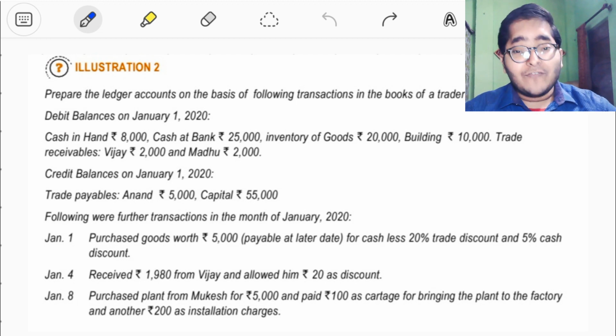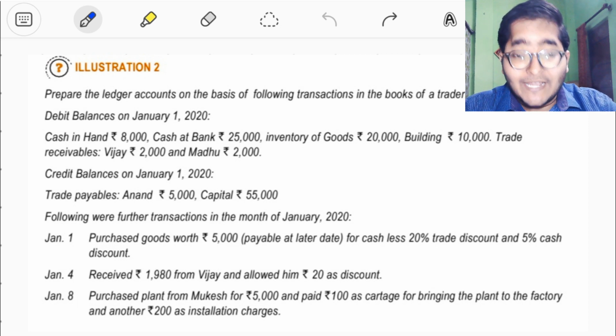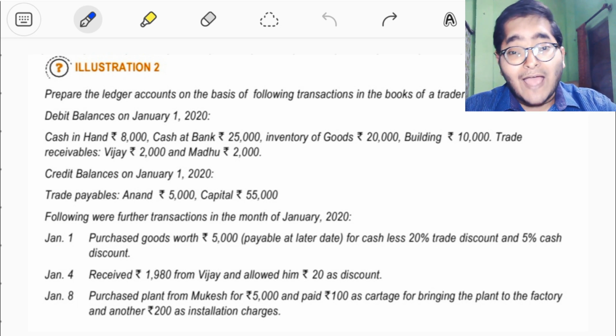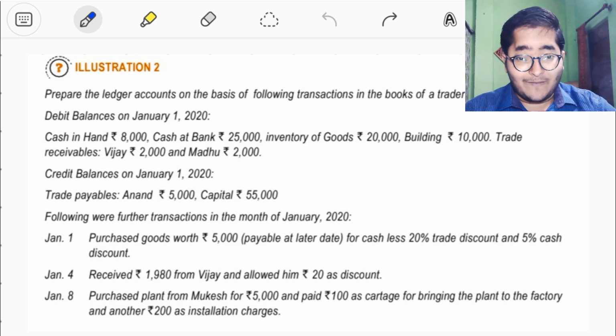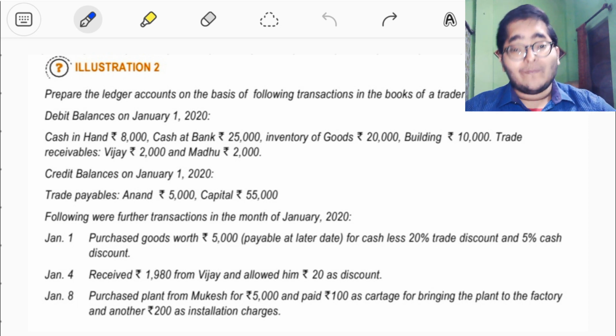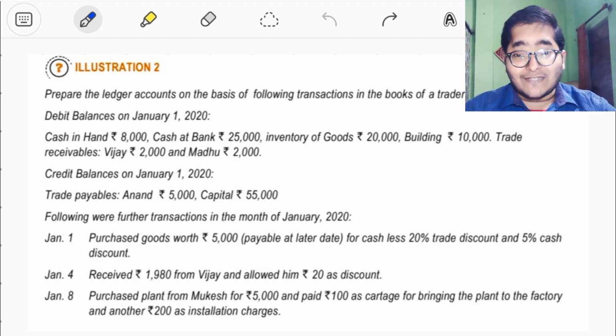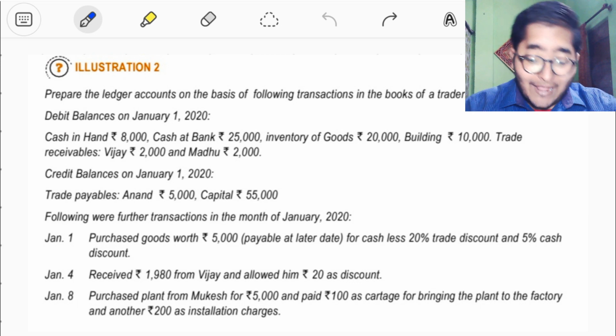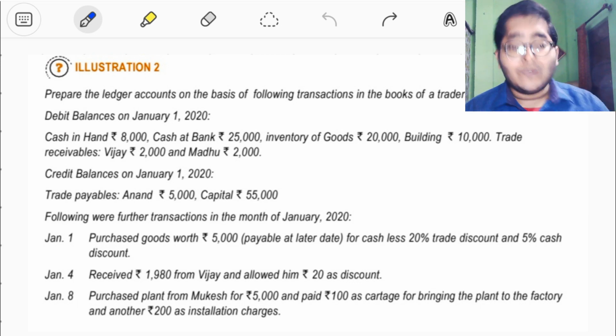So, in our previous video, we completed the portion of our Unit 2 ledger. In today's video, we are going to solve a sum, the journal and the ledger of this sum, illustration 2 of our study material. So, let us start. The paper 1 of CA Foundation Principles and Practice of Accounting, chapter 2, Accounting Process, unit 1 Journal and unit 2 Ledger.